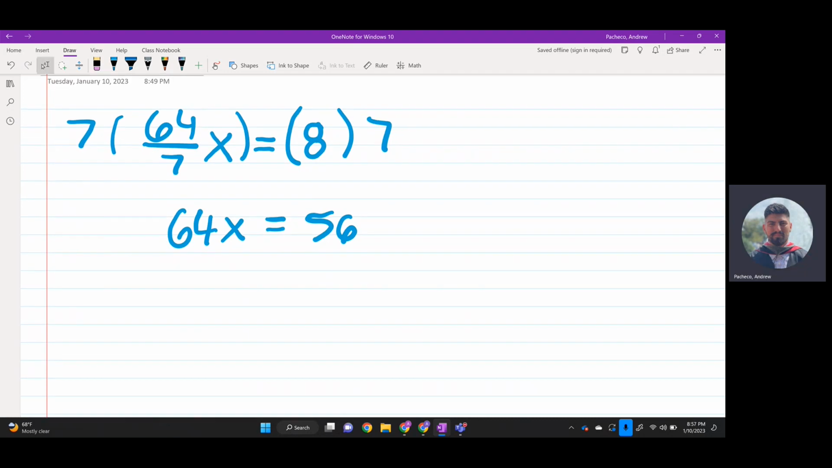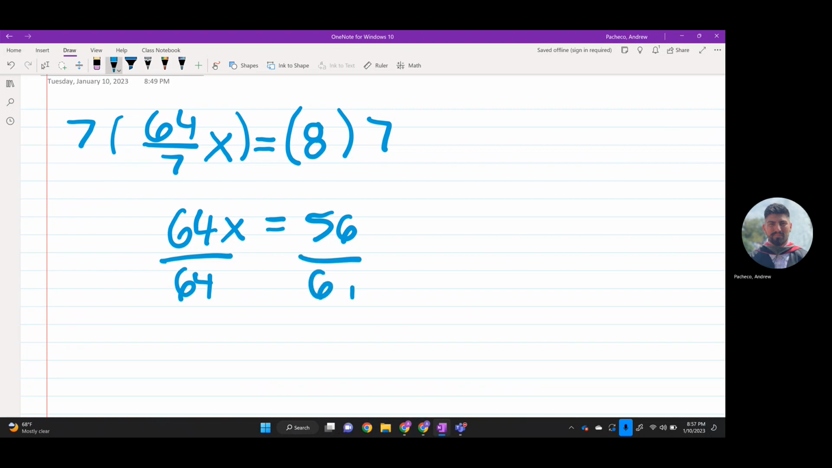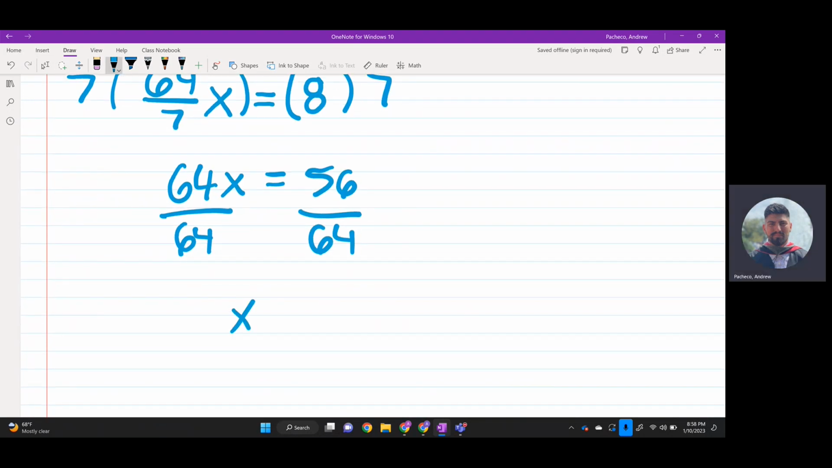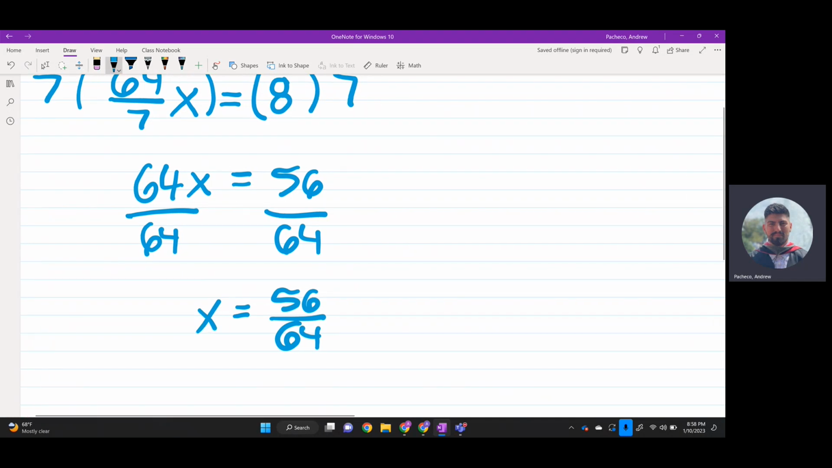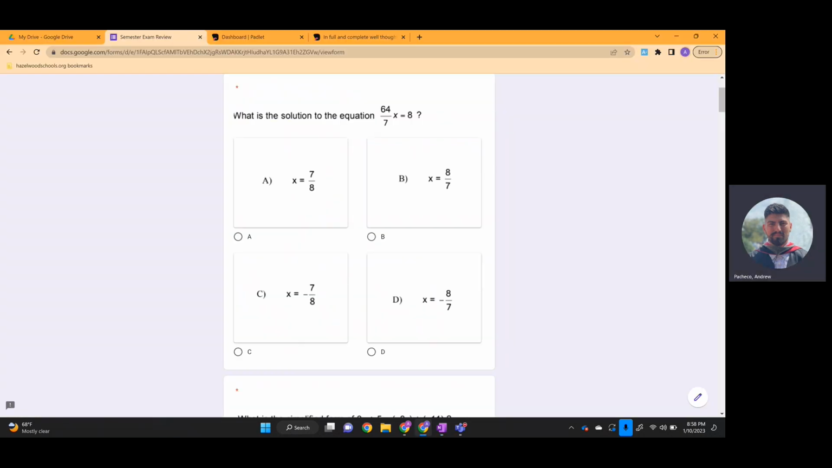And then I can divide both sides by 64, and then I get x by itself. I have 56 divided by 64. Now that fraction will reduce. I know I can divide the top and the bottom by 8. If I divide the top by 8, I get 7. If I divide the bottom by 8, I get 8. So in our Google form for our semester exam, we should have 7 over 8.